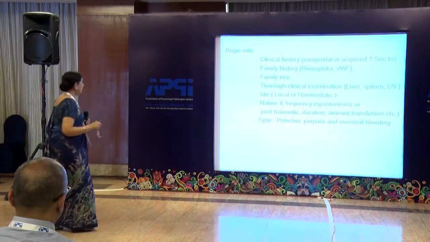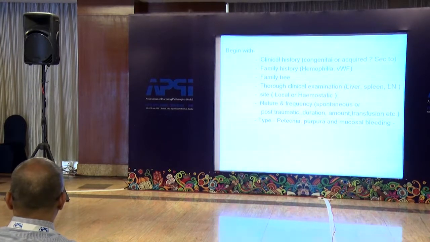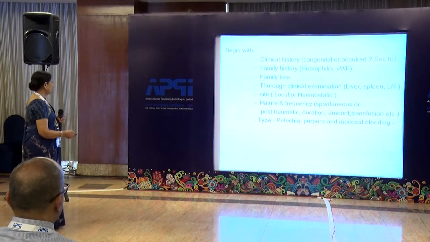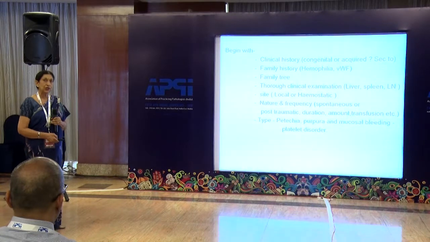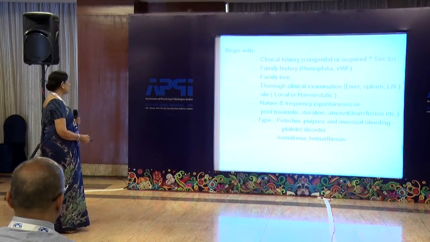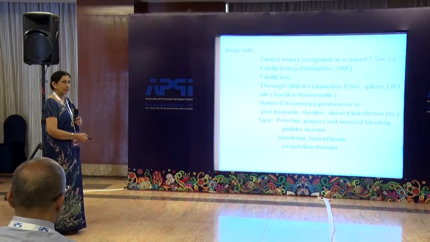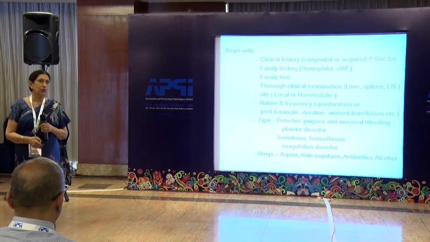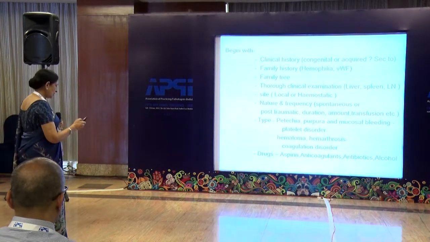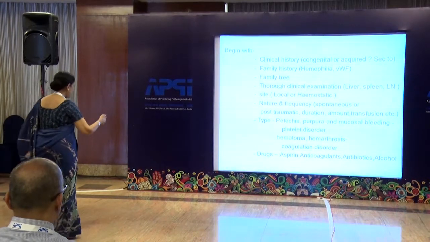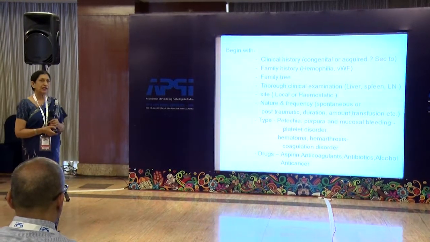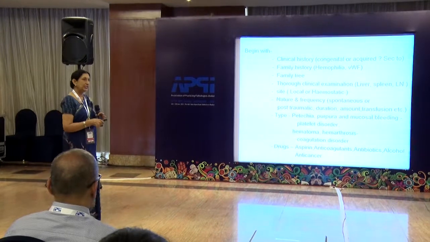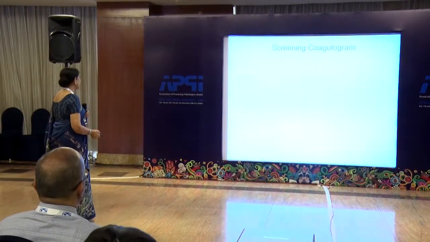What is the type of bleeding? Is it petechiae, purpura, or mucosal bleeding? If that is the case, you are looking at a platelet disorder mostly. If it is hematomas, hemarthrosis, you're looking at coagulation factor deficiencies. Drug history cannot be emphasized more because there are certain classes of drugs, a few of which I have listed here, which we know affect the coagulation process, either in the factors or in the platelets. So please take a detailed history of drugs in these cases.